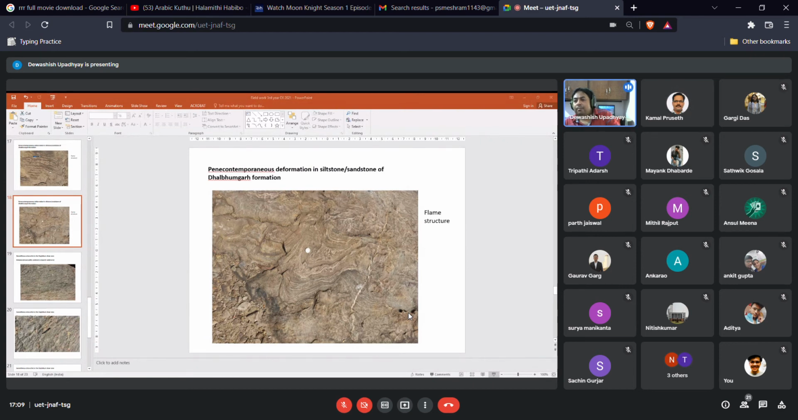So they resemble chaotic folds that you get during solid state deformation, but these are not produced by solid state deformation. They are produced when the sediments were still semi solid or semi fluid.